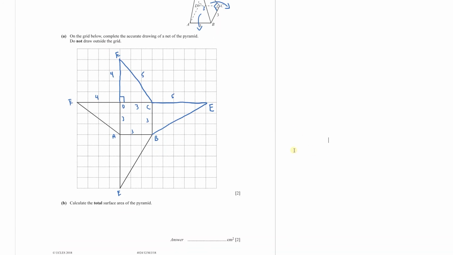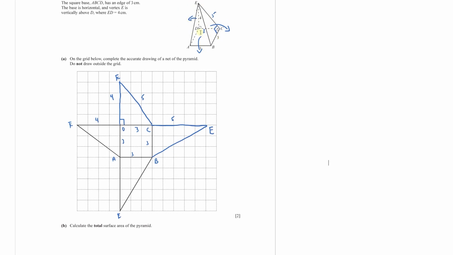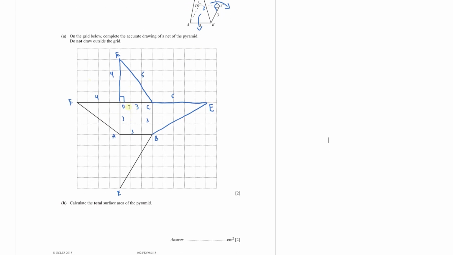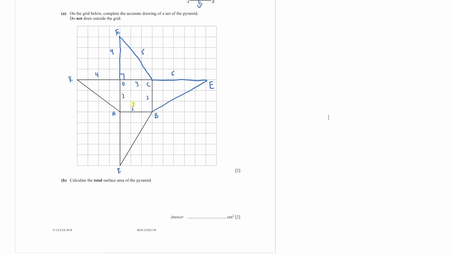So part B is calculate the total surface area of the pyramid. So the total surface area is basically all these triangular sides here plus the base. So I can look at the net, which makes it a little easier to calculate the surface area. So surface area would be the area of this square, which is 3 by 3, so 3 into 3, plus the area of these 4 triangles.